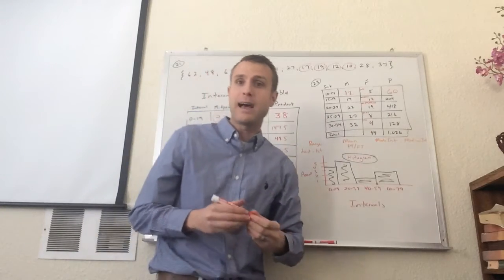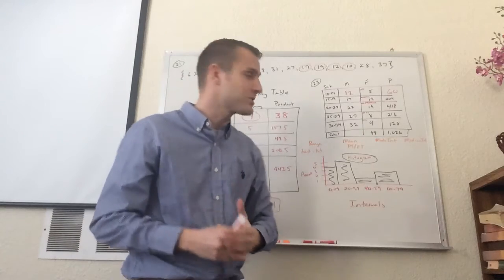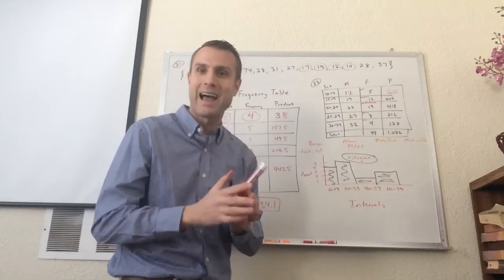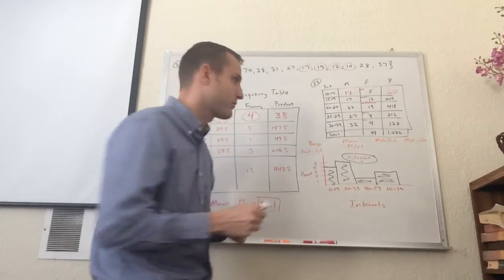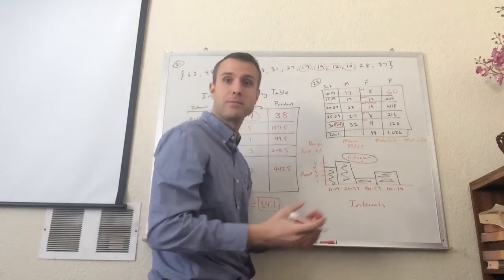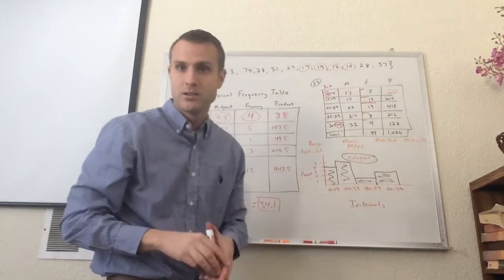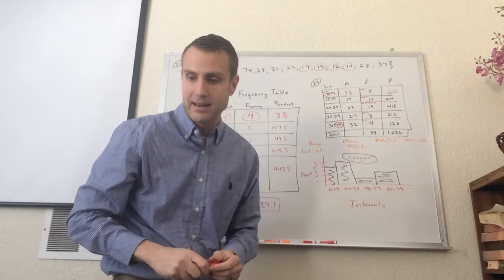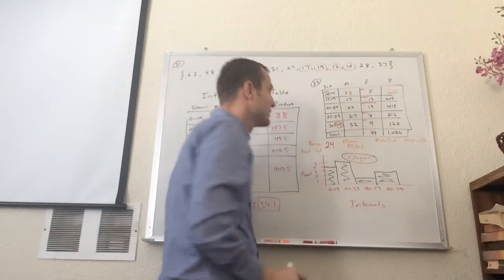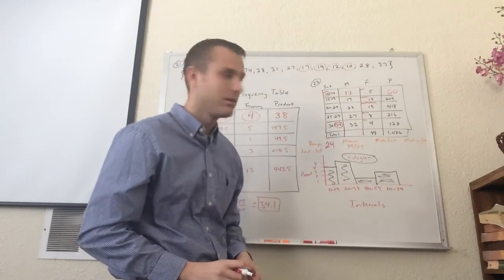Now, once you have done that, the range is easy. For the range, notice I don't have one number. So what I'm going to do is take the last number of my last interval, so that's 34, right? And I'm going to subtract it from the first number in the first interval, which in this case is 10. So I do 34 minus 10, and that's going to give me a range of 24. Okay? So the last number in the last interval minus the first number in the first interval.